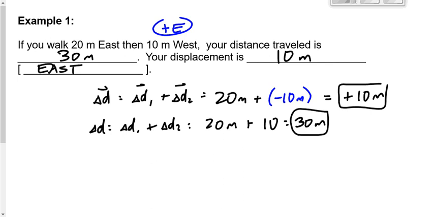Same number, right? Here we've got two different numbers. What's the difference? When I don't change direction, my distance and displacement will always be the same number. But if I change direction, then the number is different. Does that make sense? As soon as you change direction, the number is different, like it is right here.